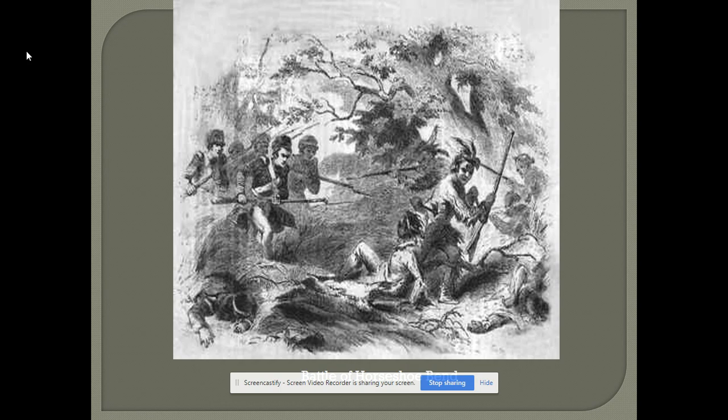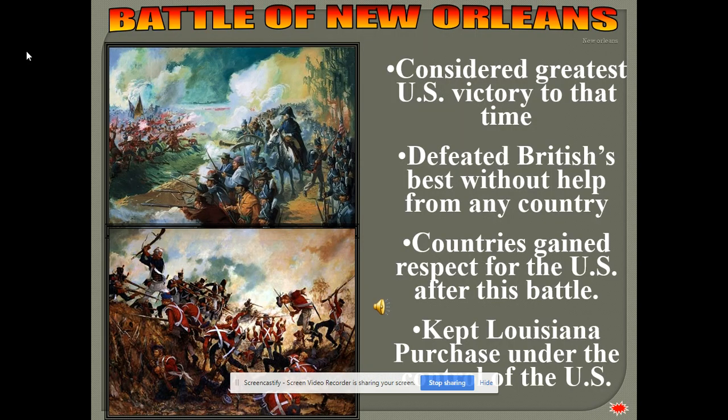This is a picture of the Battle of Horseshoe Bend. Really, for the first 100 years of American history, this is considered the greatest victory. Well, the first 75 years, I'd say. The greatest victory will be during the American Civil War. But the Battle of New Orleans was a tremendous victory.